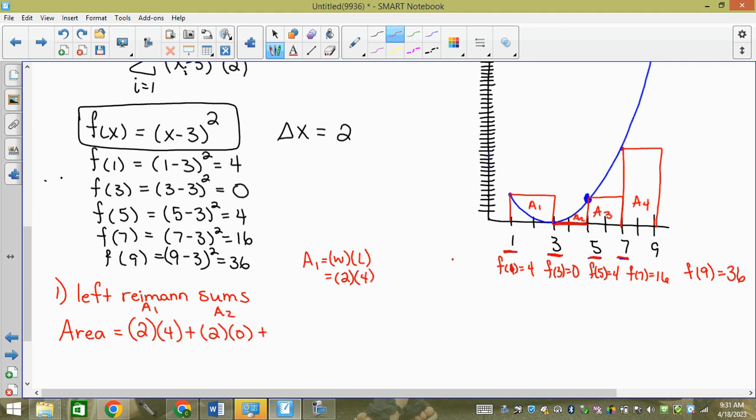And then area 3 is going to be 2 times what? 2 times 4, 2 times 0, 2 times 4. And then 2 times 16.